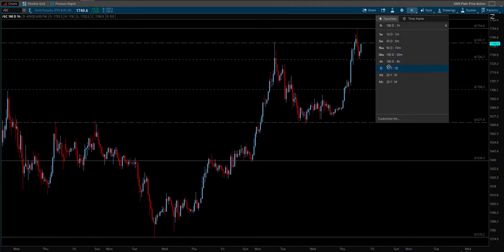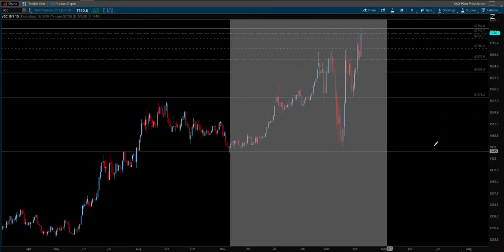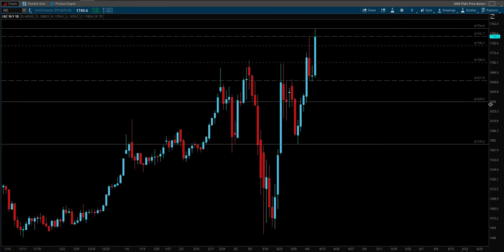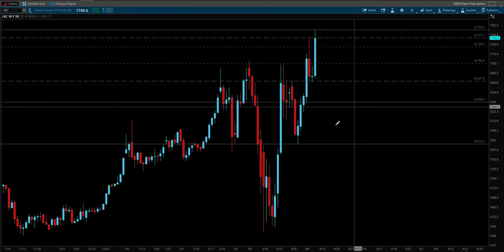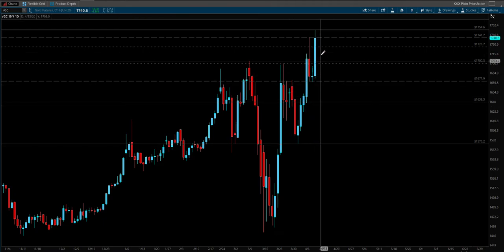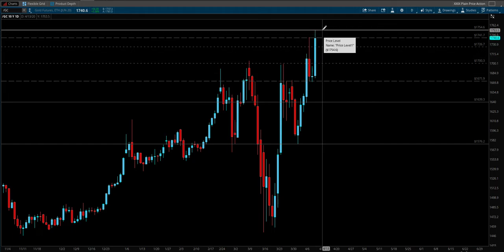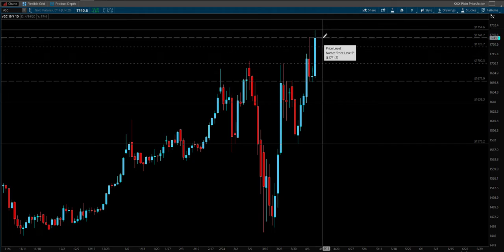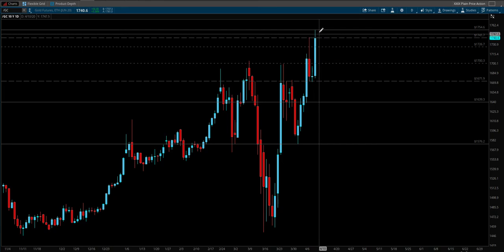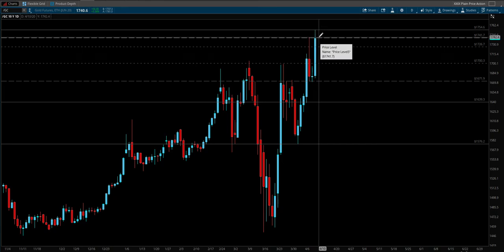All right, so if we go back down to the daily, or up to the daily, I should say, you can see that we're really in this range here between 1670 and 1754, or even 1741, because we didn't close above that. We spiked up during the day yesterday, but we closed that. So this really is the range.